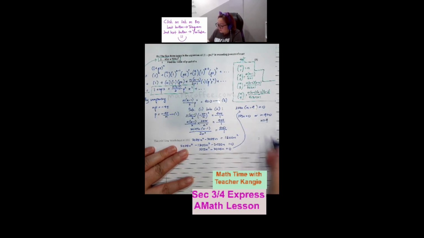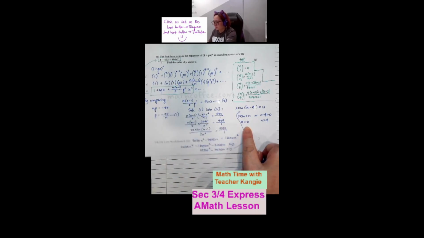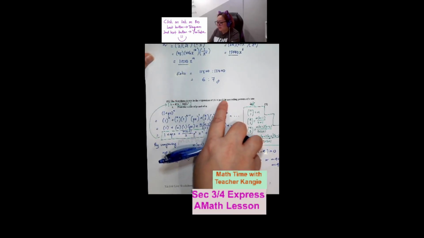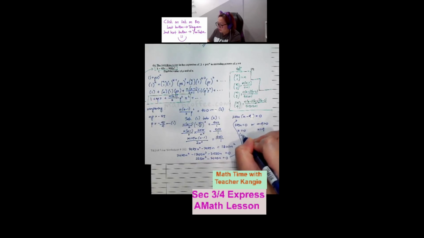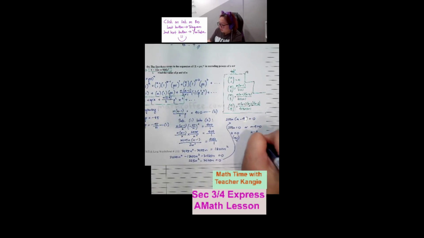You solve your n. This one is n equals 0. And this n equals 0 you can reject because it doesn't make sense that your n is 0. Because anything to the power of 0 gives you 1. Then it actually doesn't make sense anymore. The whole thing is 0 already. So then you can reject here. And therefore your n is equal to 9.